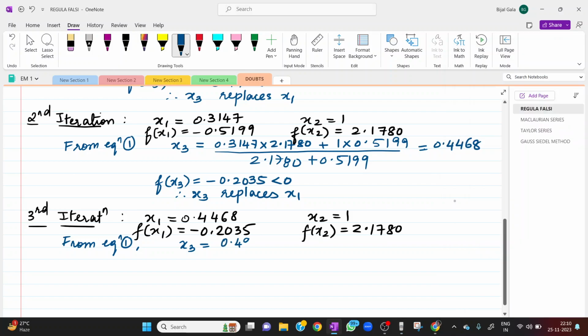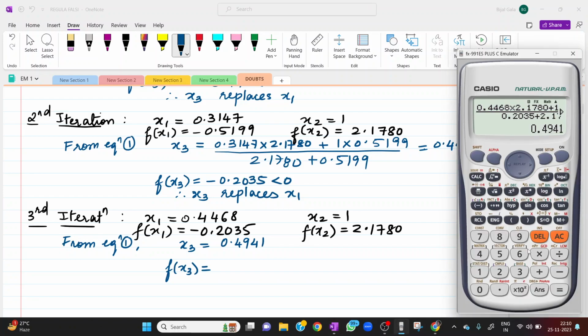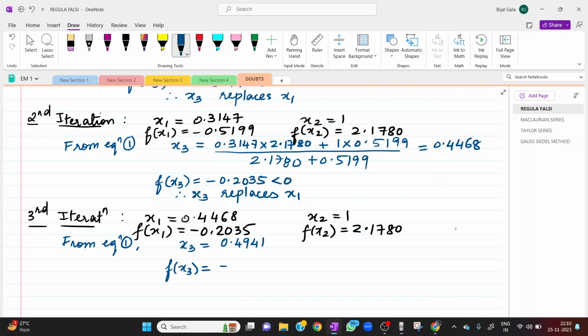So you don't need to show the steps here, okay? अब इसके बाद f of x3. So f of x3 is answer times e raised to the answer minus cos of the answer. So the answer is negative 0.0706. Again, it's negative, so x3 replaces x1.